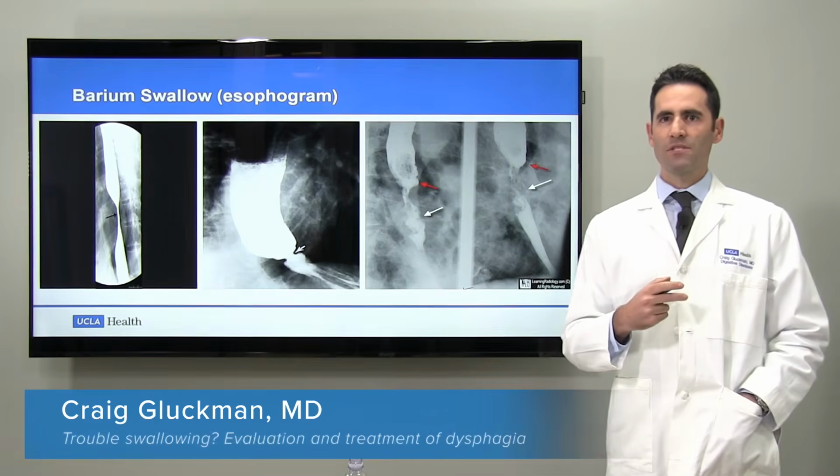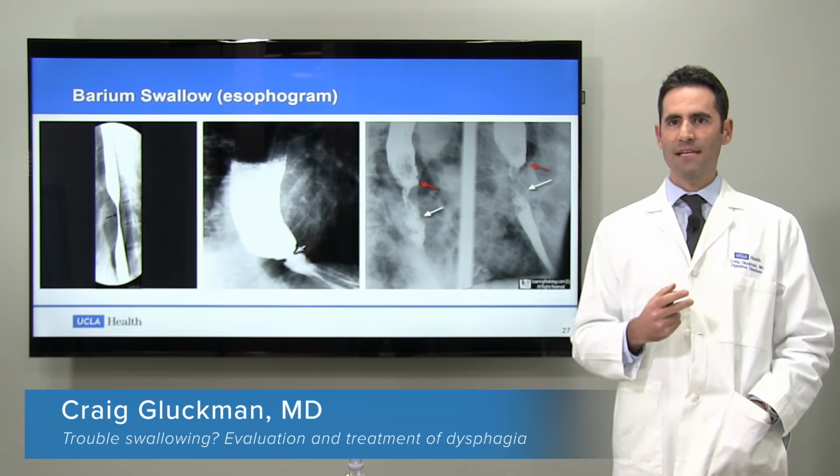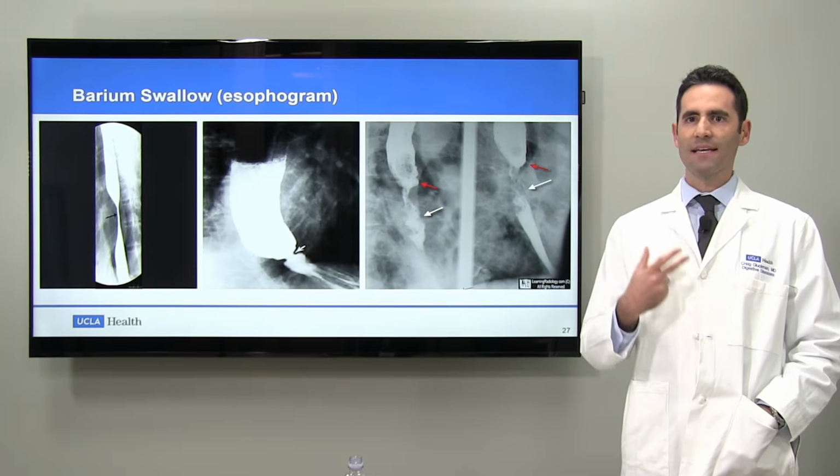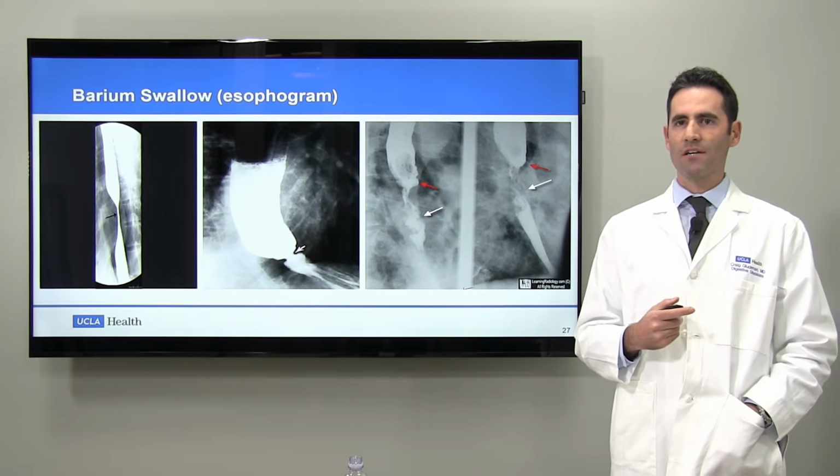I would never use a barium swallow primarily to diagnose esophageal cancer. This patient clearly needs an upper endoscopy with biopsies. They'd need a CAT scan, and they'd need to be seen by an oncologist.